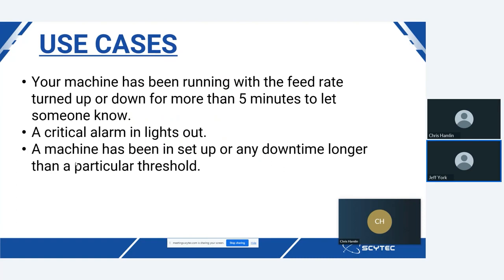Let's say you're running something lights out and you have a critical alarm that goes off in the middle of the night. You had a fire or something like that on a machine. You will get a notification for that. And another very common one is, let's just say that a setup has been in longer than an hour. You will get a notification for that so that you guys can hit those quotas if you're running things in a high volume setting, something like that.